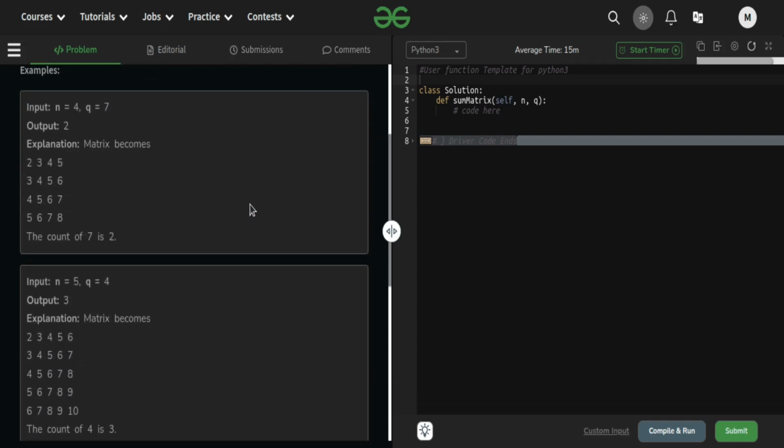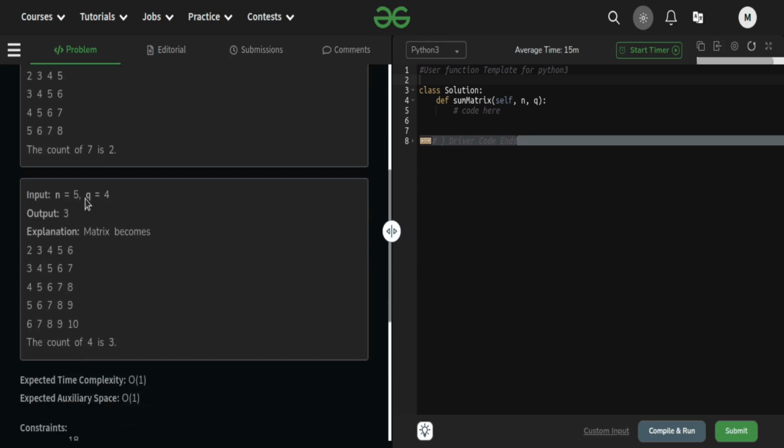So for instance, in this example, the dimension of the matrix is given to us, which is 4 by 4, and q equals 7. So as you can see, the matrix as given in the question is constructed, and this is the matrix we will get. Of this, the number of cells containing 7 is 2. This is one entry, and this is the second entry, because of which we are returning 2 in this case.